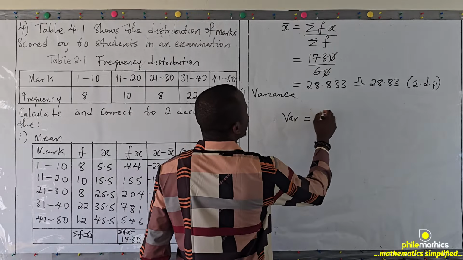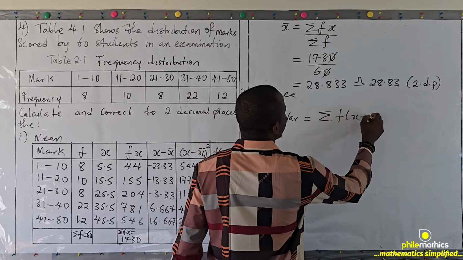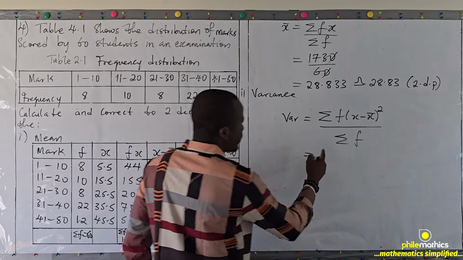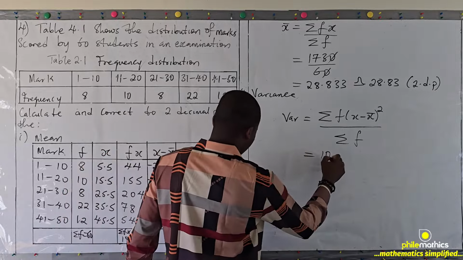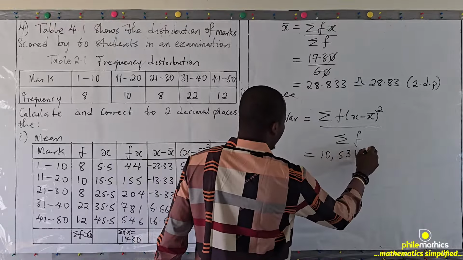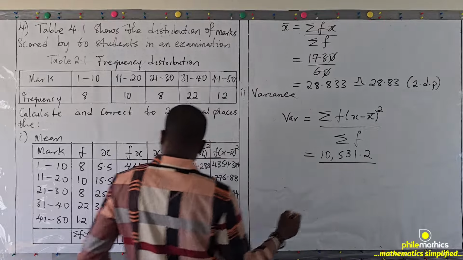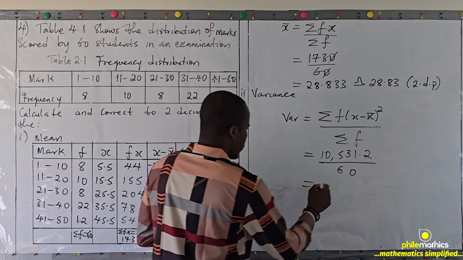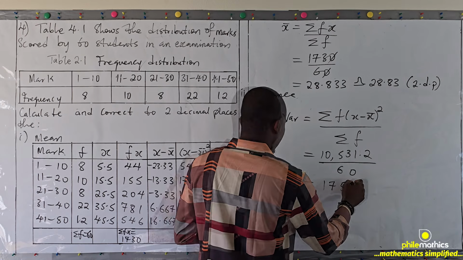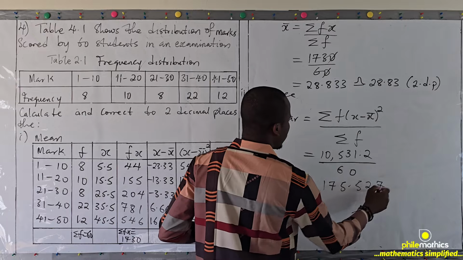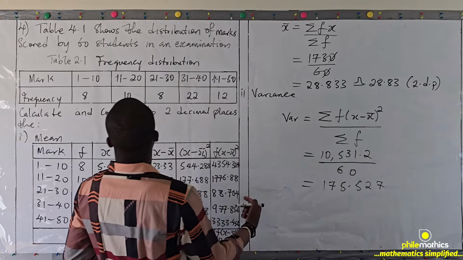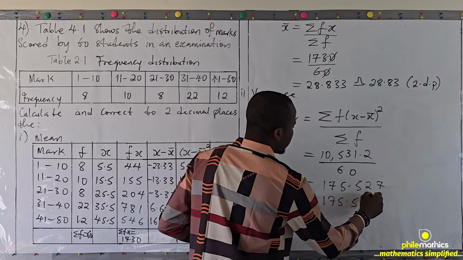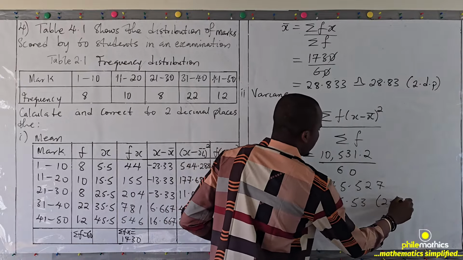And so to look for the variance, remember the formula for variance. Variance is simply summation of f(x minus x bar) all squared over summation of f. And this we have gotten as 10,531.2 over summation of f, which is 60. If we divide this, we'll get 175.527. And so to two decimal places, it's approximately 175.53.